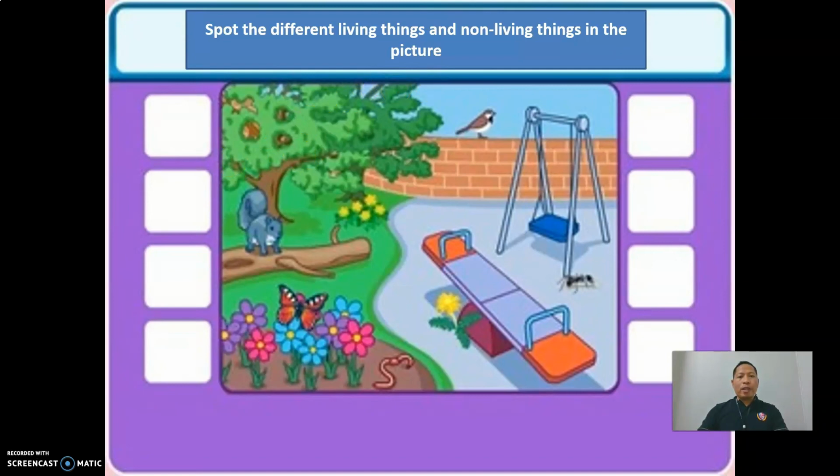And I would like to thank the parents who are helping their child, and also the grandma, grandpa, ate, kuya, older brother, or older sister, for helping your little brother or little sister. Okay, I am thankful for your help. Now let's proceed.